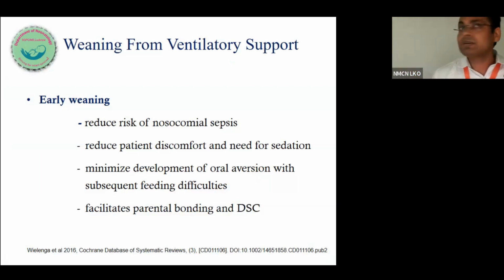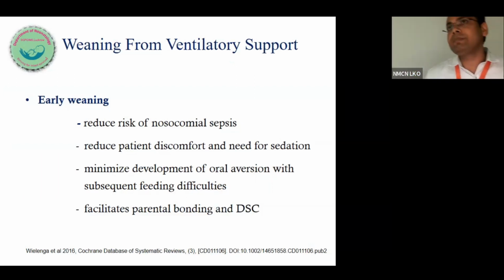So what is weaning? In weaning, for smooth transitioning, we have to be vigilant. Early weaning helps in reducing the risk of nosocomial sepsis. It helps in reducing patient discomfort and the need for sedation, minimizes the development of oral aversion, and therefore helps in oromotor stimulation and subsequent minimization of feeding difficulties. It also helps in promoting parental bonding and developmentally supportive care.